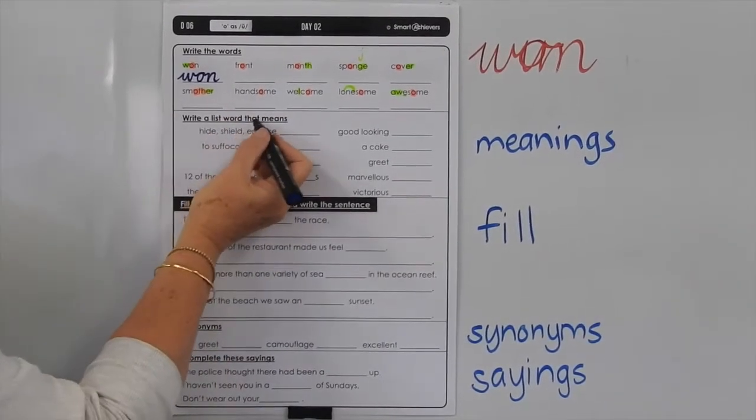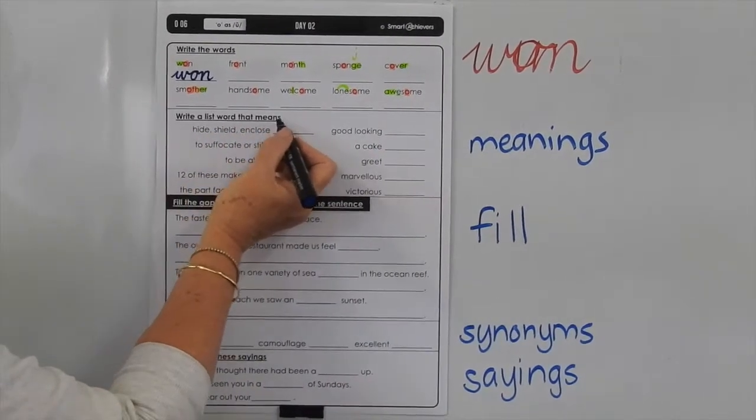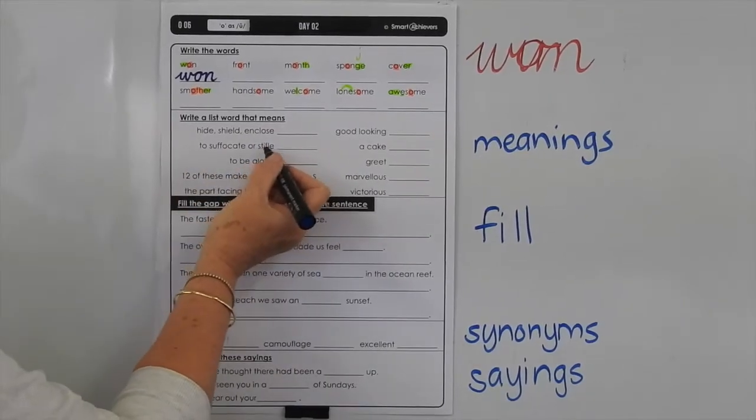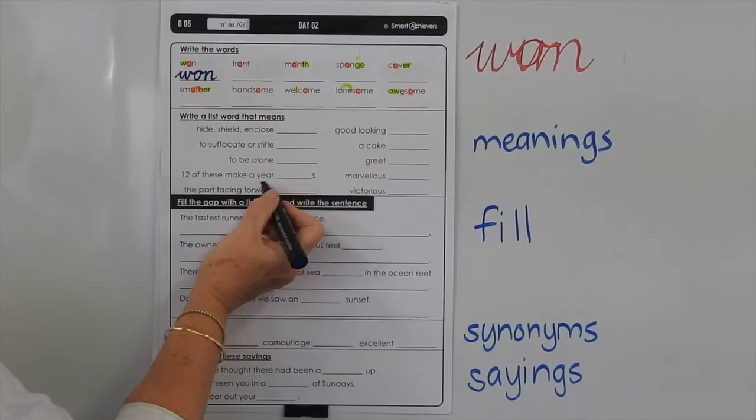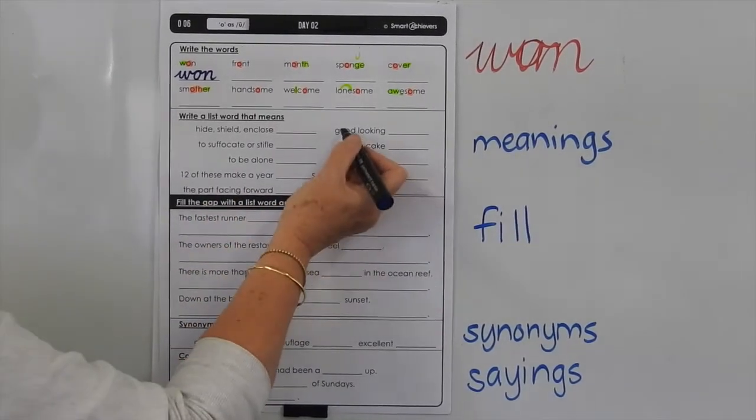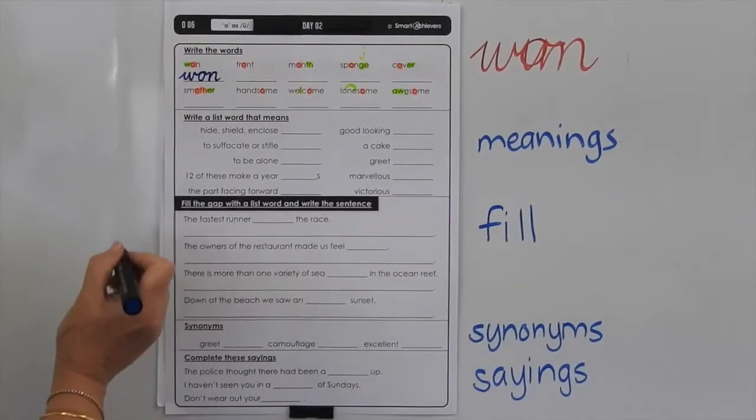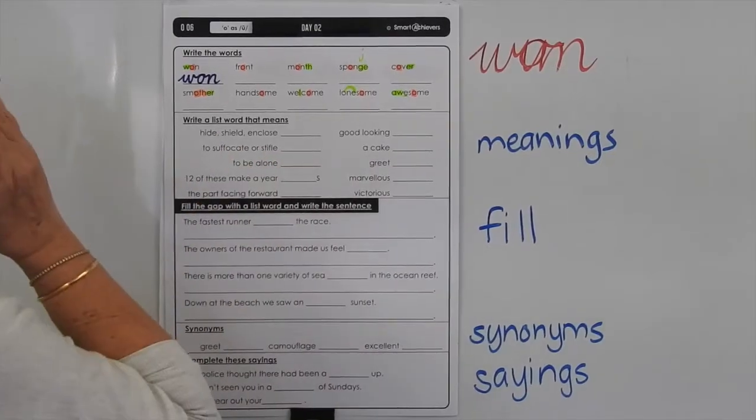First of all, we're going to go through and have a look at what else you have to do on the page. We've got write a list word that means to hide, shelter or enclose, to suffocate or stifle, to be alone. 12 of these make a year. The part facing forward, good looking, a cake, greet, marvellous and victorious. So some hard words in there for you to read, but hopefully it'll be a bit easier now.